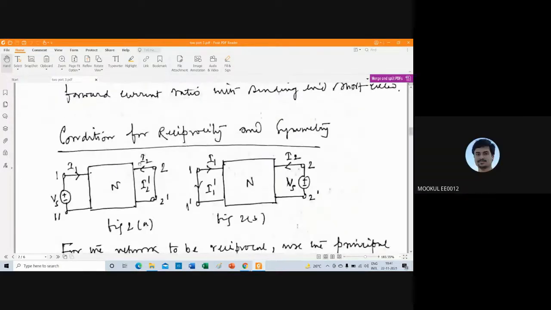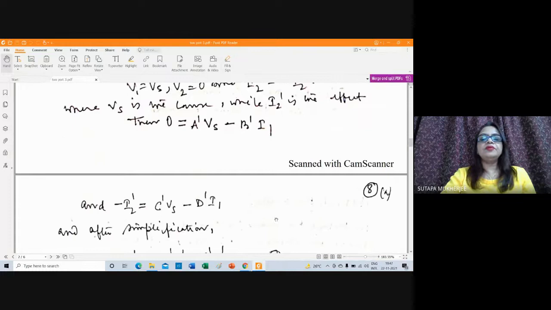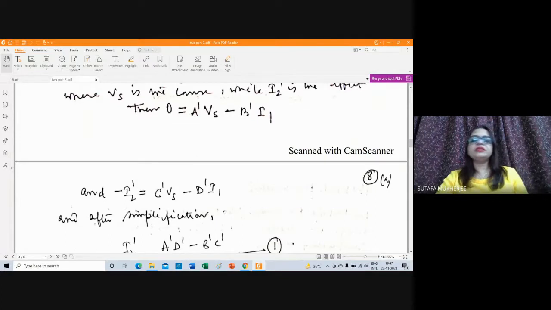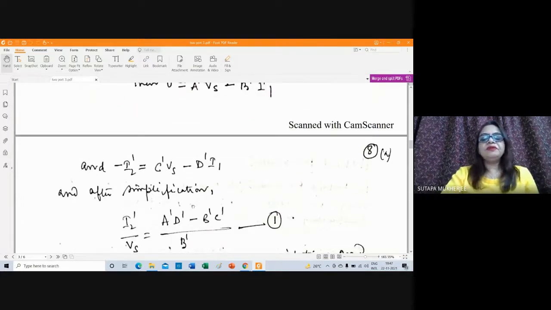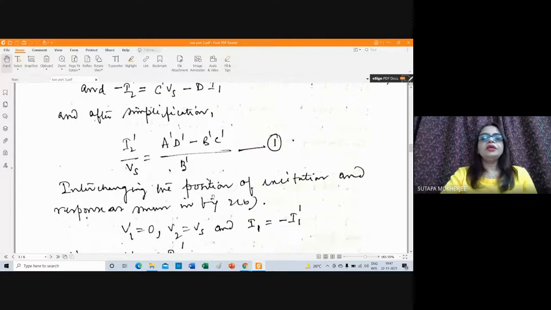Yes, ma'am. It is shorted. So it is 0. So put 0 = A'Vs − B'I1. Similarly, put I2 = −I2'. It will be C'Vs − D'I1. So after simplification, you will get I2'/Vs = (A'D' − B'C')/B'.